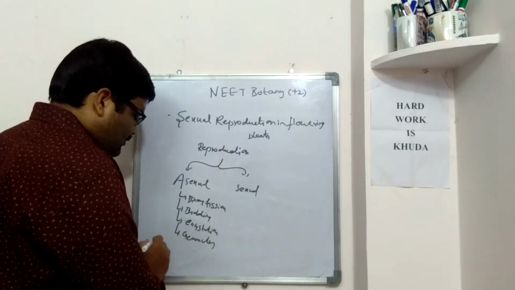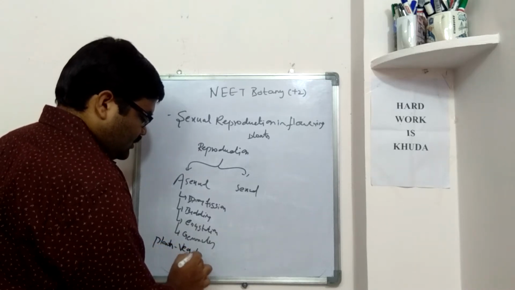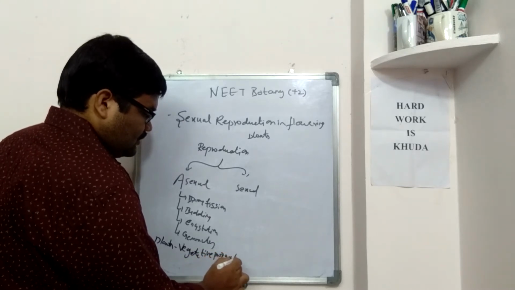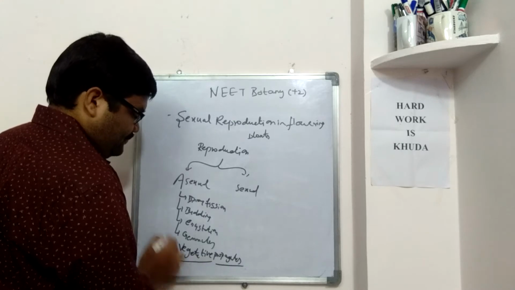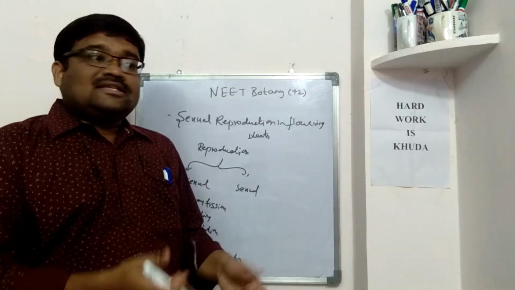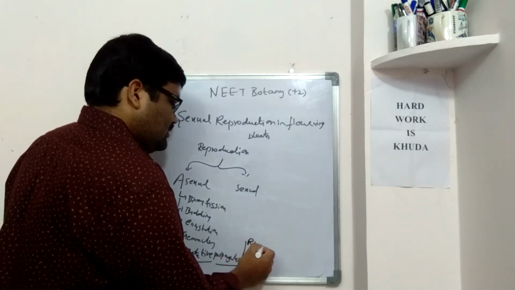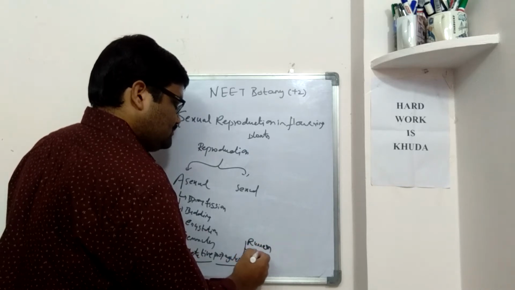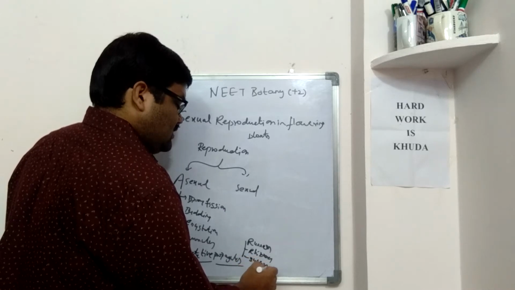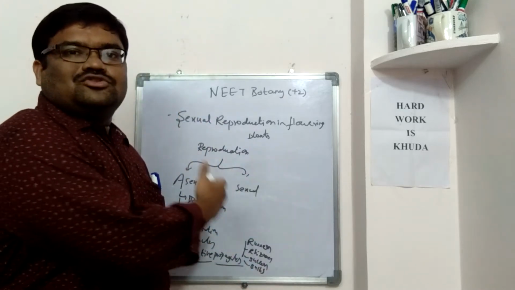In case of plants, we have to learn about different vegetative propagules. There are different vegetative propagules like runners, rhizomes, offsets, suckers, bulbs, like that. Runners, for example, rhizomes, suckers, bulbs. Then it's all about the different ways of asexual reproduction.